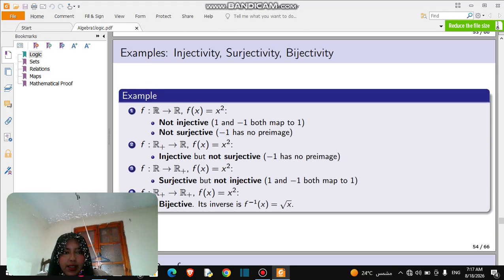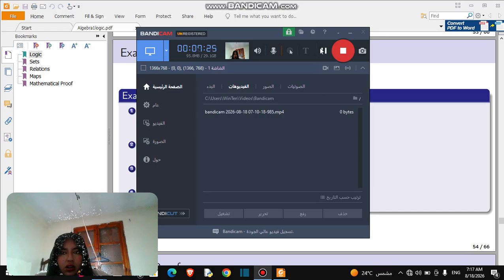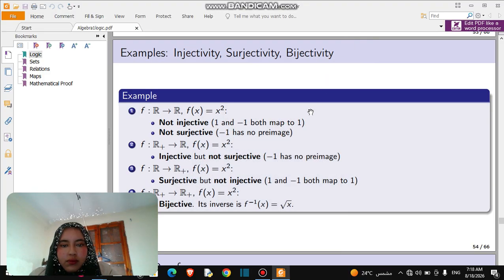This is a simple example where we take f of x equals x squared. It is not injective and not surjective. Not injective, why? Because 1 and minus 1 both map to 1. Not surjective because minus 1 has no pre-image, so f^-1 of minus 1 doesn't have an image.